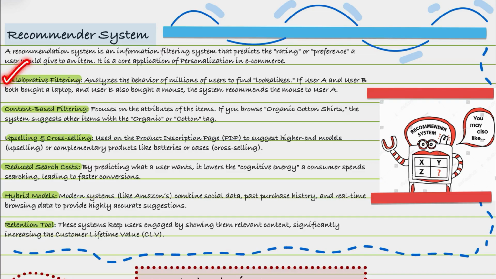First is collaborative filtering. So this approach focuses entirely on the user behavior profile. So it scans millions of shoppers to find your digital lookalikes. So who are doing exactly the same as you.